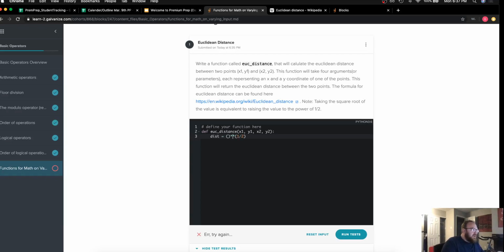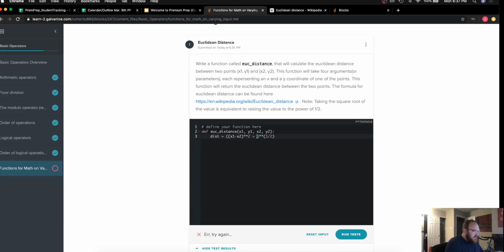Because that is how we can most easily take a square root with what we've learned so far, using the exponent operator, the double asterisk. What we're going to have actually inside is, as I mentioned before, x1 minus x2, but we want to square that quantity so it is positive. We are dealing with a distance, so we want everything to be positive.